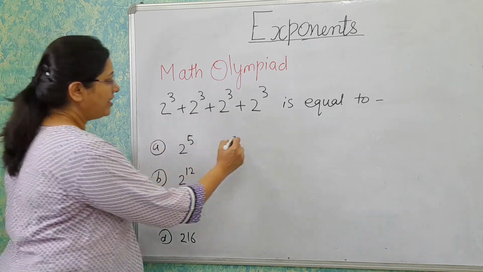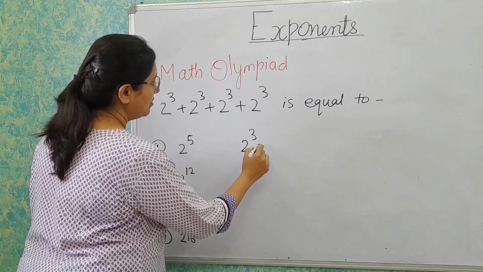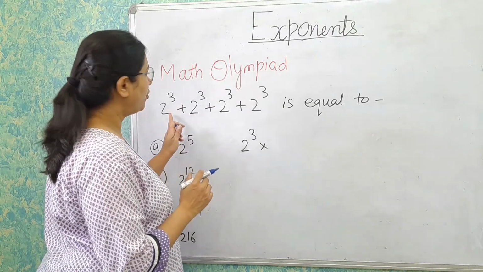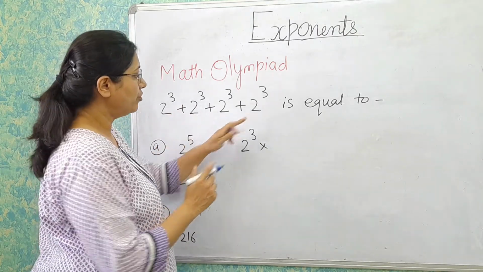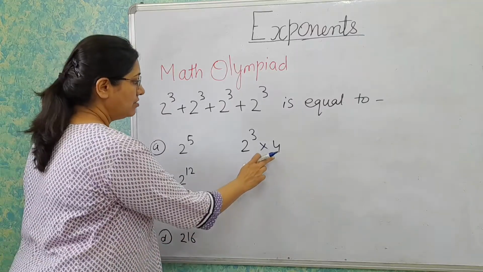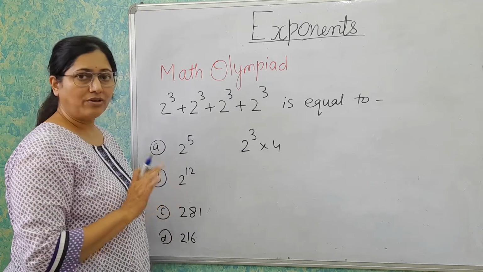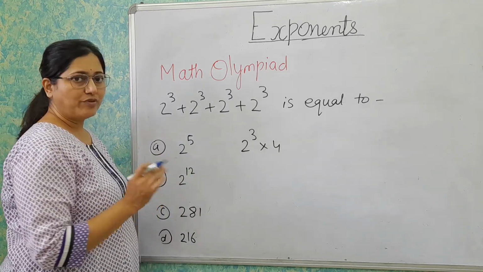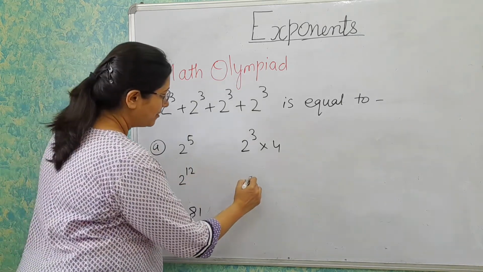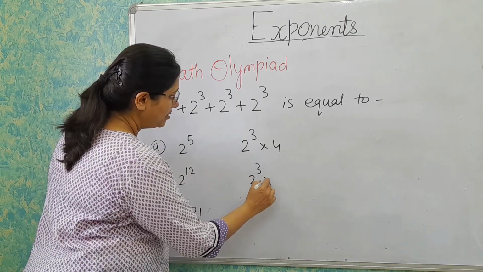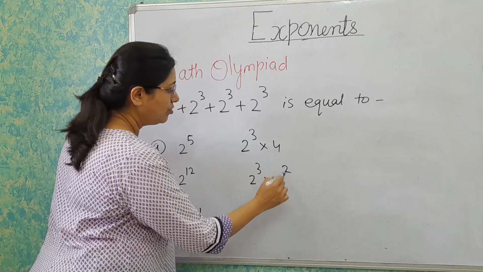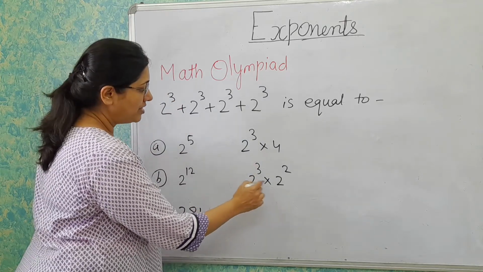So first I will write 2 to the power 3 multiplied by, for how many times I am adding this number? For 4 times, 1, 2, 3 and 4. So I can write it multiplied by 4. Now bases are different, so I cannot apply law of exponents. So first I have to change this base into 2. So first I will write 2 to the power 3 multiplied by 4 can be written as 2 square, 2 2s are 4, and now the bases are same.